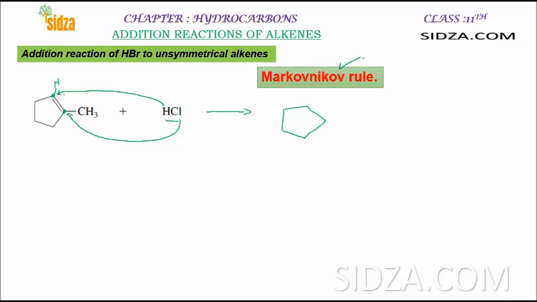You get a product like this. The double bond breaks and you get one more hydrogen over there, and you get the chlorine over here, right? Or simply I can write it like this. This is the Markovnikov's addition.